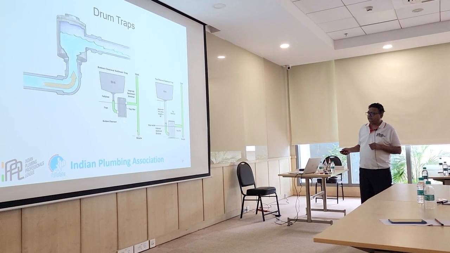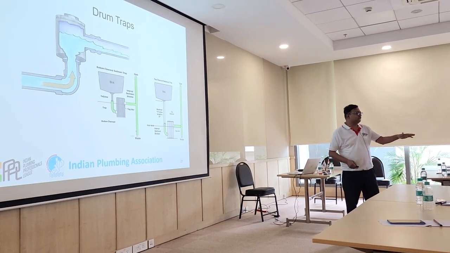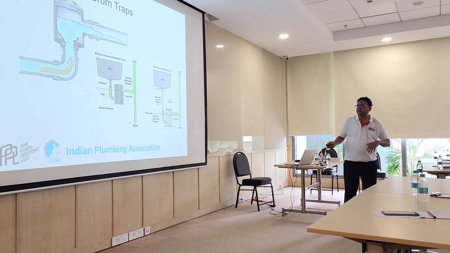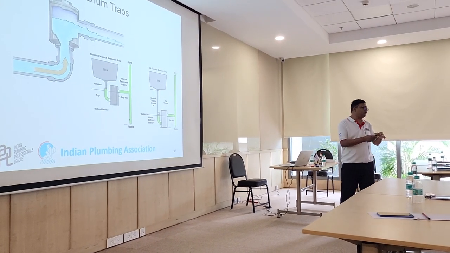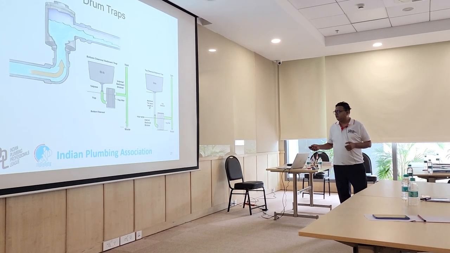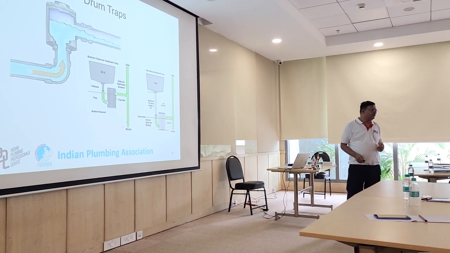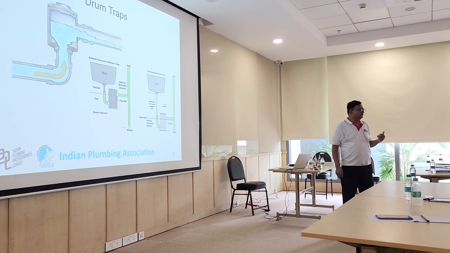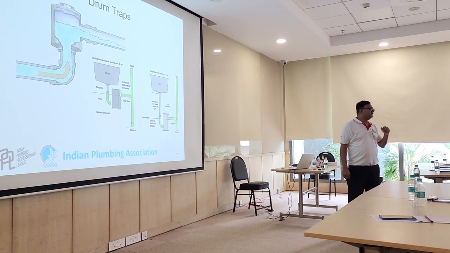There are two types of the drum traps. One is bottom cleaning. When it has to be bottom cleaning, can we install it on the floor? No. We have to install it hanging. We have to give it proper support. At the same time, there is another one, top clean out. So we can install it on the floor where we can clean it easily.